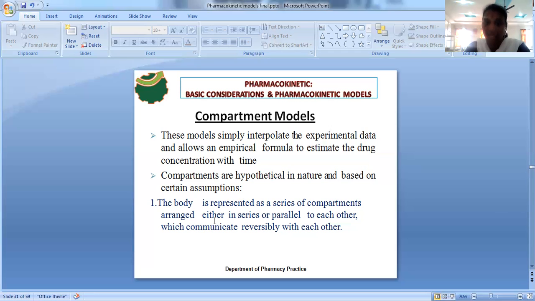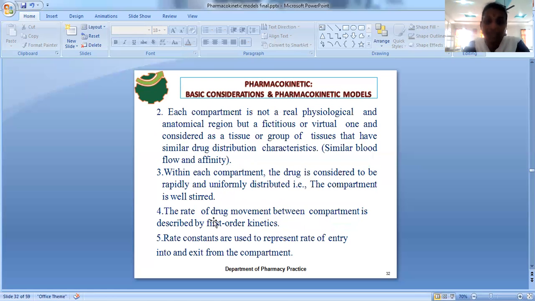Each and every compartment communicates reversibly with the others. Each compartment, whatever group of tissues you are considering, does not have any real physiological or anatomical reason. Within each compartment the drug is considered to be rapidly and uniformly distributed. The rate of drug movement between compartments is explained by first order kinetics and the rate constant, which is given by k. The drug input and drug output are also given by k.